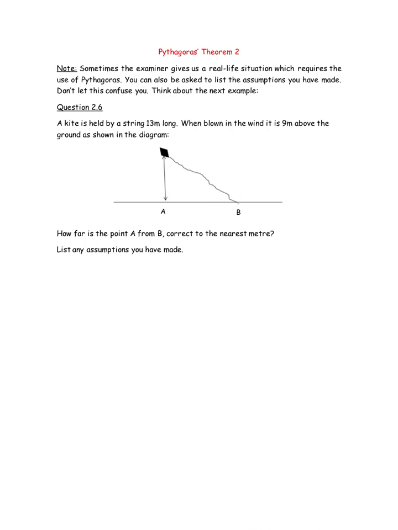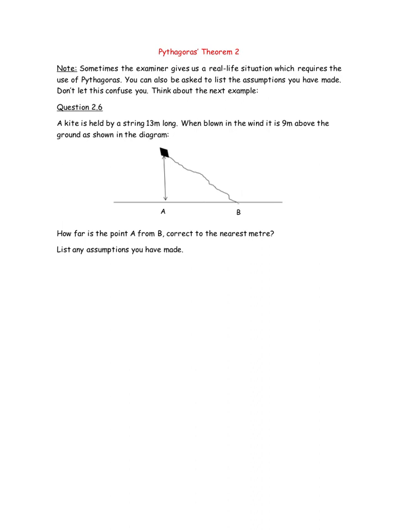So it says here, a kite is held by a string 13 meters long. When blown in the wind, it is 9 meters above the ground, as shown in the diagram. How far is point A from B correct to the nearest meter? List any assumptions that you have made.